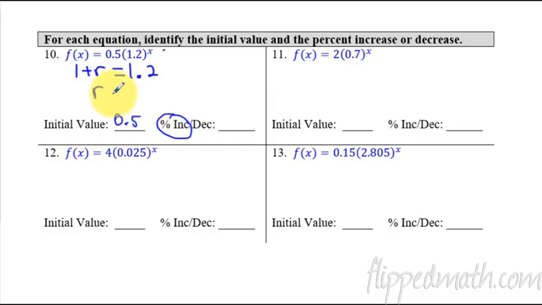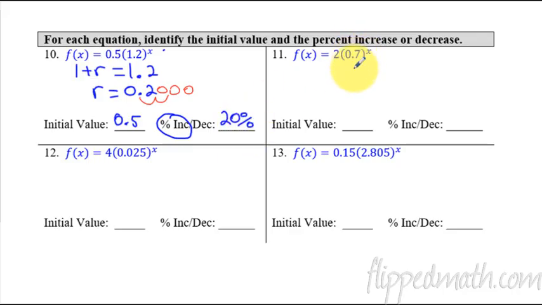Now if I solve for r, subtract 1 from both sides, I get 0.2. And we're going to move this decimal place 2 places. I'm going to put some zeros after this just so we can see it. If I move the decimal 2 places, we end up with 20. So we have 20%. It's a 20% increase.